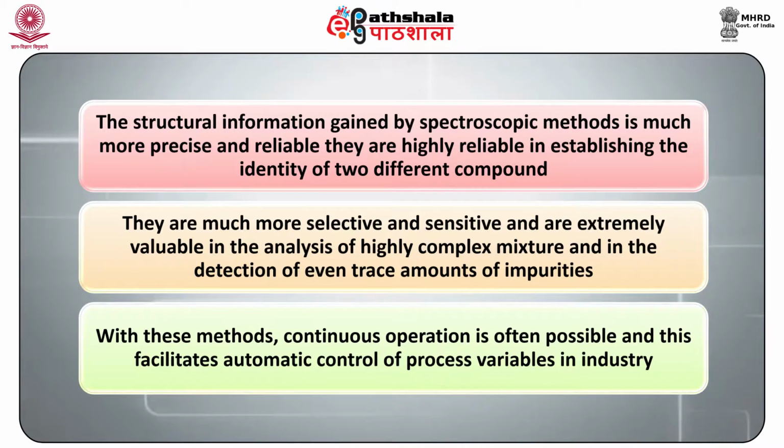The structural information gained by spectroscopic method is much more precise and reliable. They are highly reliable in establishing the identity of two different compounds. They are much more selective and sensitive and extremely valuable in the analysis of highly complex mixture and in the detection of even traces amount of impurities. With this method, continuous operation is often possible and this facilitates automatic control of process variables in industry.